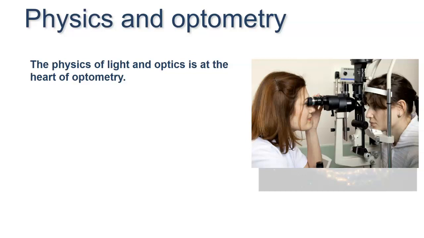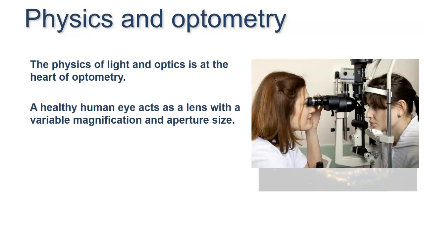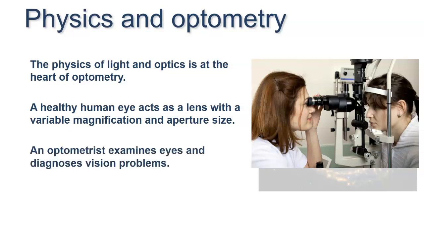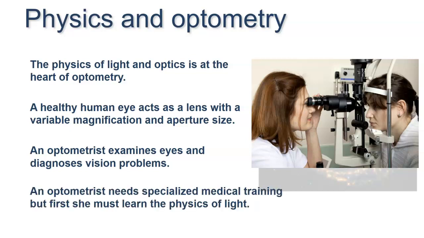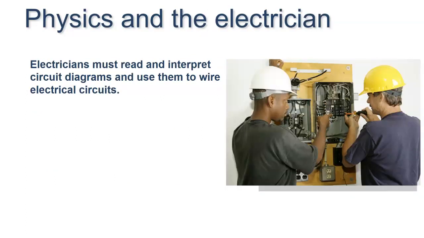If you wanted to go into optometry, we've already talked about light and optics because that's how your eyes function and how your brain interprets that information. So having a healthy human eye, it will act as a lens, and through magnification, aperture, all of those things, like the curvature of your eye, help us see. So being able to examine the eyes and diagnose vision problems because of lenses is backed in physics. But you do need specialized medical training in addition to just knowing physics.